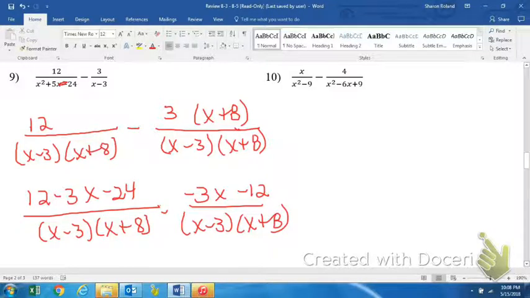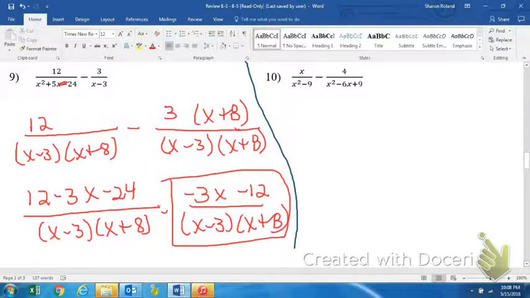Okay, so in order to know if this will reduce, you're going to have to factor the numerator. And a negative 3 comes out, which is going to leave an x plus 4, and that doesn't reduce. And so we can just leave it like this. We don't have to go further.